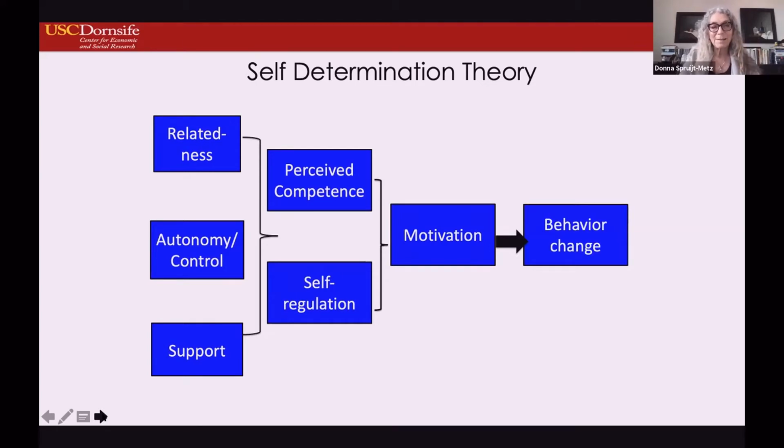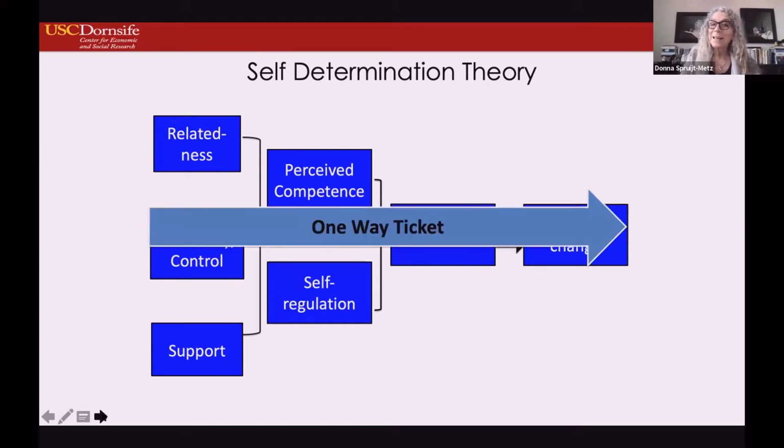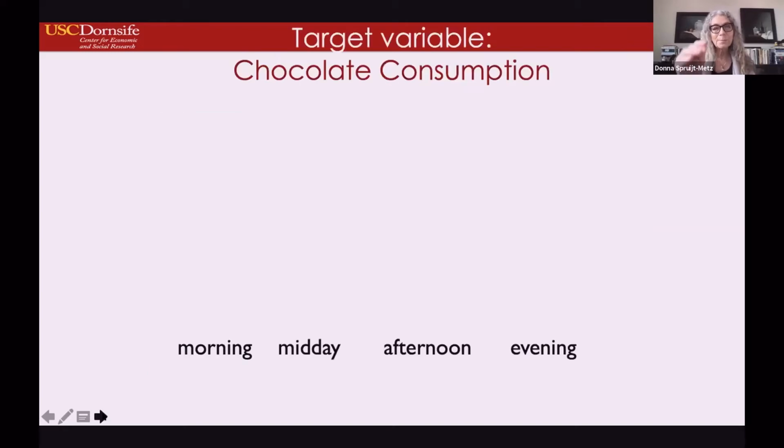What's wrong with this theory? Oh, it's a one-way ticket from A to B. And I don't know about you guys, but that is not how my behavior works. That's not how I work. In fact, let's talk about me, favorite subject. The target variable might be chocolate consumption. I love chocolate, dark chocolate.